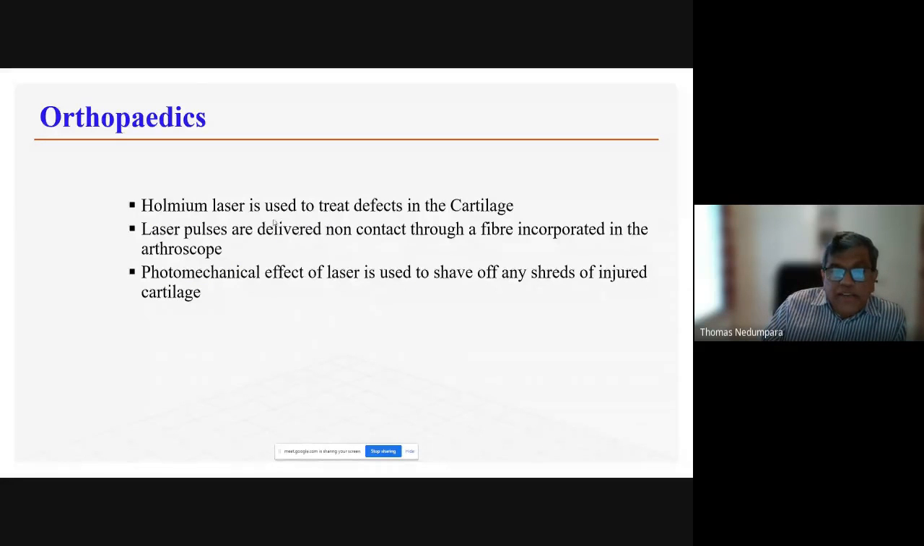In orthopedics, it is mainly used for arthroscopy to remove damaged cartilage or meniscus. So we only remove the shreds of injured cartilage and the nature will heal the remaining cartilage.